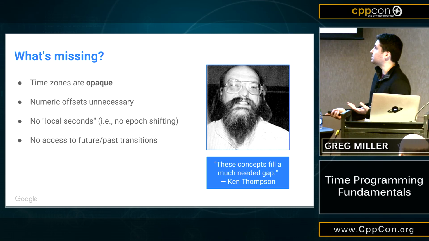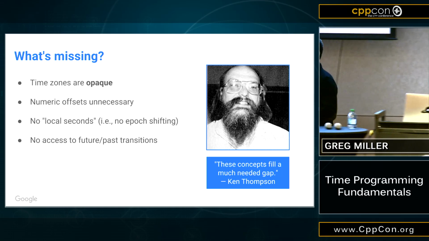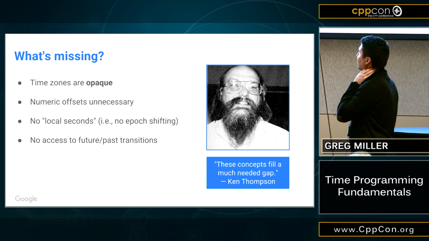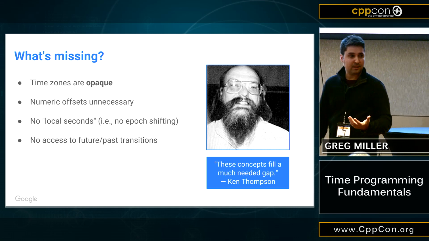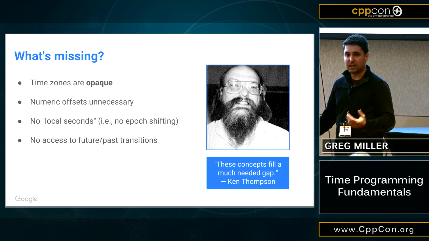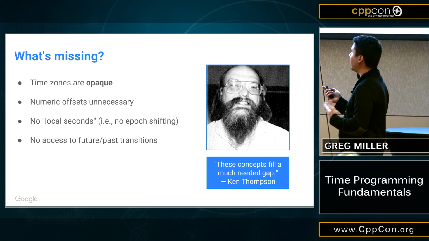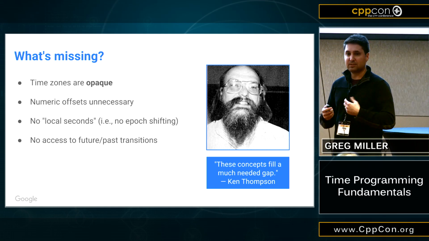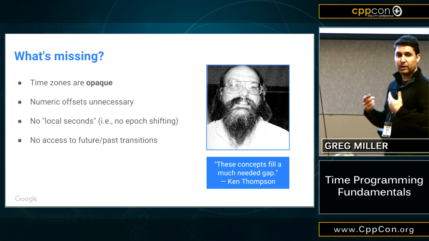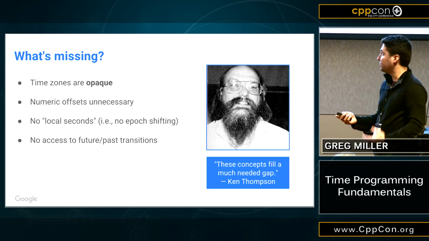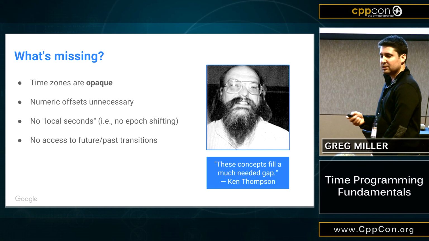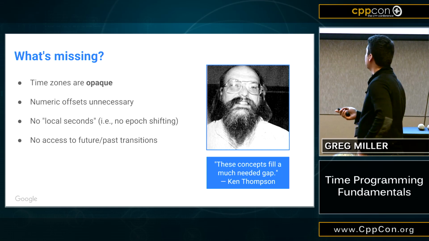And now, since I said this is simple, I should probably point out what's missing. It's probably simple because it's missing a few things. What it's missing is that these time zones are opaque. You can't take these time zones and say, give me the offset at some point in time, because we don't want you to do any epoch shifting. You shouldn't have to take that offset and add it to anything or do any arithmetic to it. That's what a time zone library is supposed to do for you. So there's no access to offsets, no local seconds. There's no access to the future and past transitions.